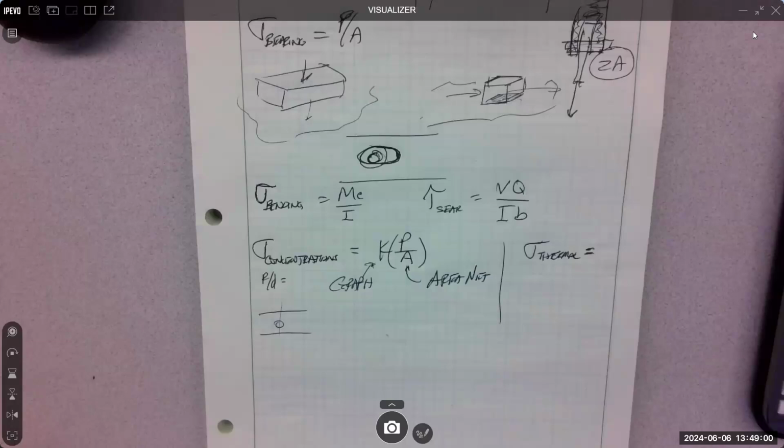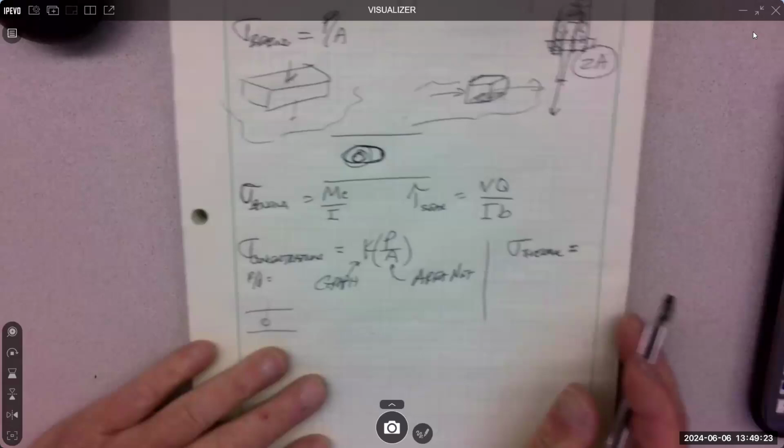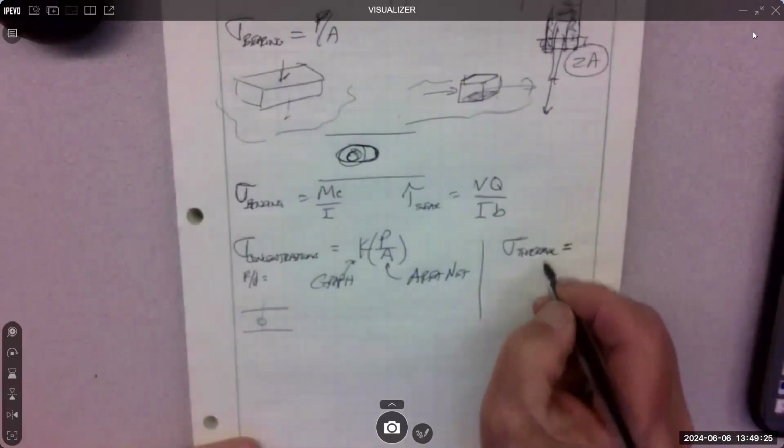If it's free to expand, like the problem says it's free to expand, or the problem shows you a pin and a roller, which means it's free to expand, then there's no thermal stresses. You would not calculate them, there is none. The only time you do thermal stresses is when it's not free to expand, or fixed. All right, what was that equation? Alpha.